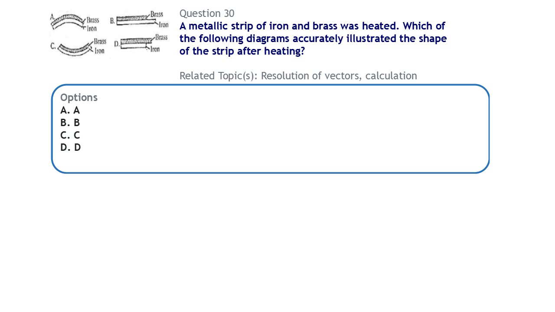Next, we have a metallic strip of iron and brass that was heated. Which of the following diagrams accurately illustrates the shape of the strip after heating? This is a question on expansivity.